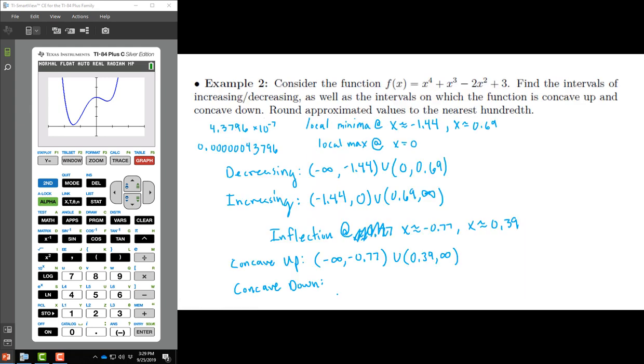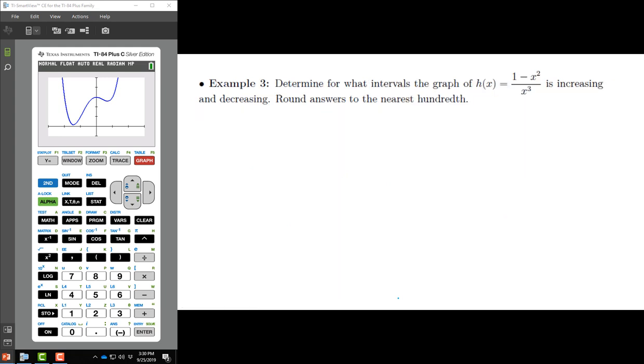And then, of course, it's concave down in between those inflection points. Boy, I'm having trouble with my computer today. So -0.77 up to 0.39. Sorry about the screen jumping back and forth. I think the button on my pen is a little bit off.